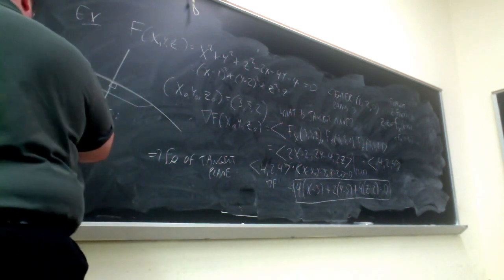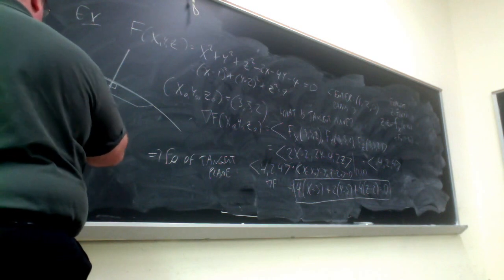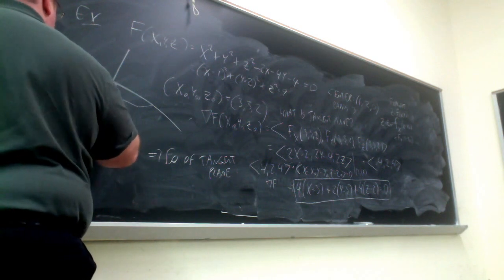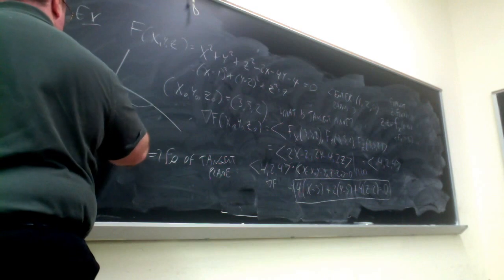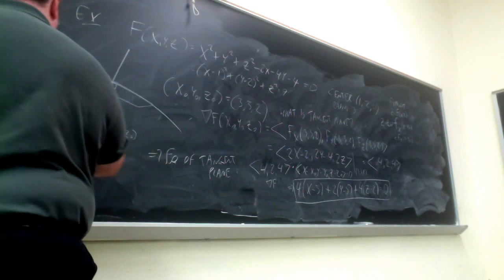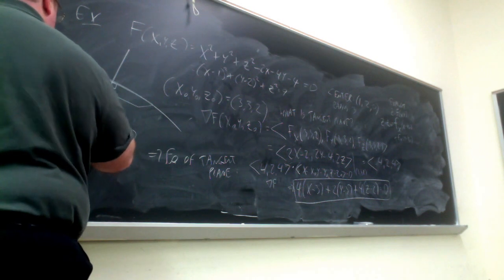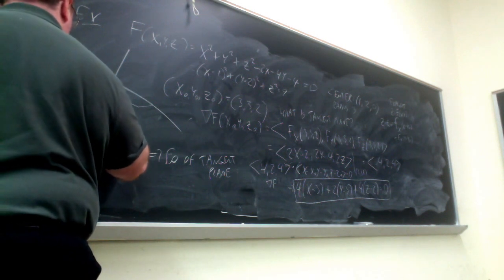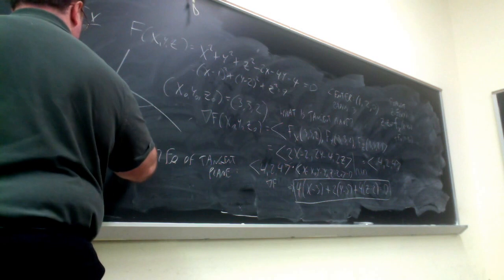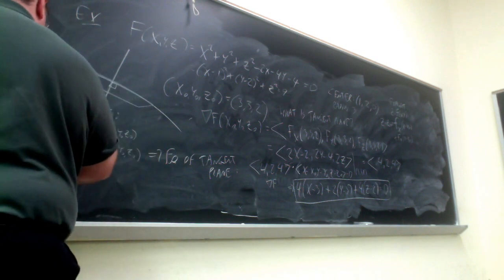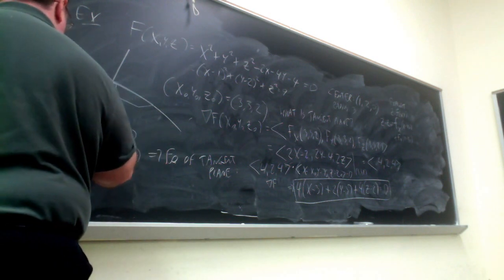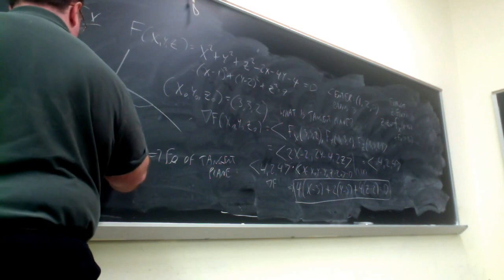So you say x is equal to x naught plus t times fx at that point. And then same thing for y. T is your parameter that describes any point along the line. And then z is equal to z naught plus t times fz at that same point.